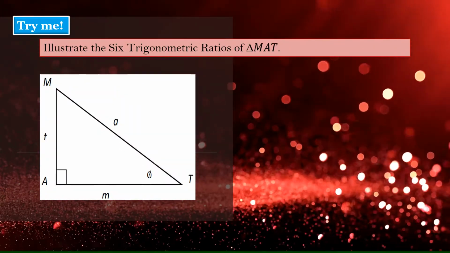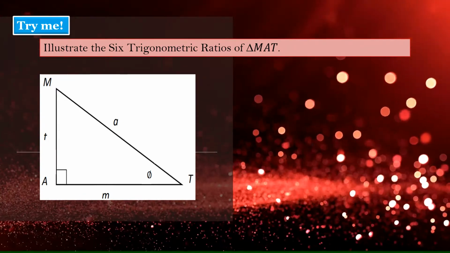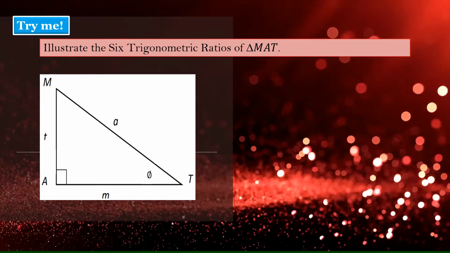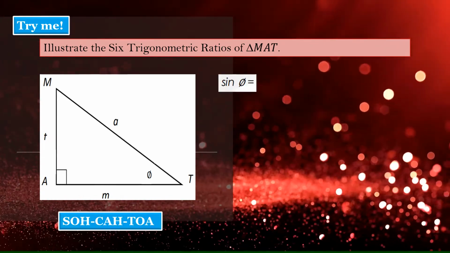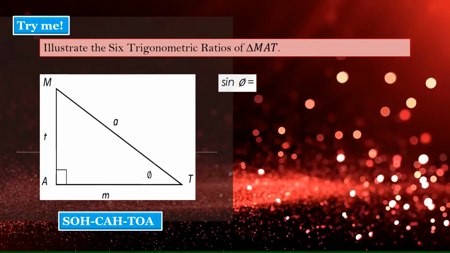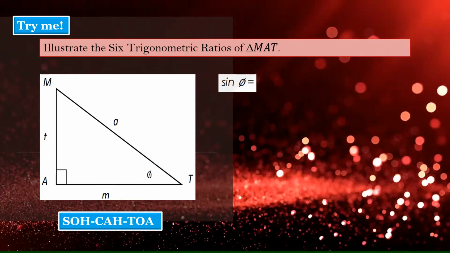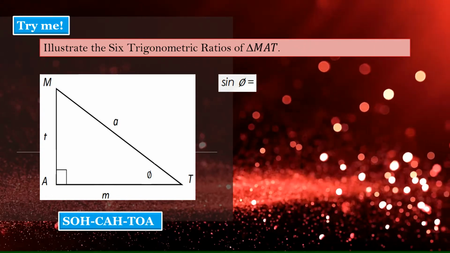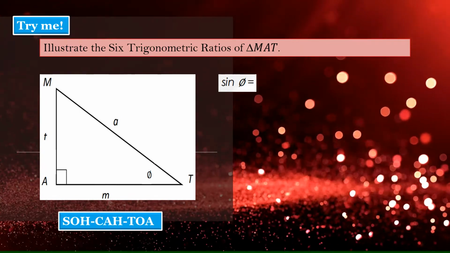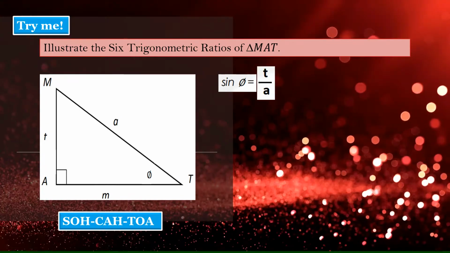Let's try this example. Illustrate the 6 trigonometric ratios of triangle MAT. Let's start with sine theta. Sine theta is equal to opposite over hypotenuse. And the opposite of our reference angle is T, and the hypotenuse of our right triangle is A. Sine theta is equal to T over A.